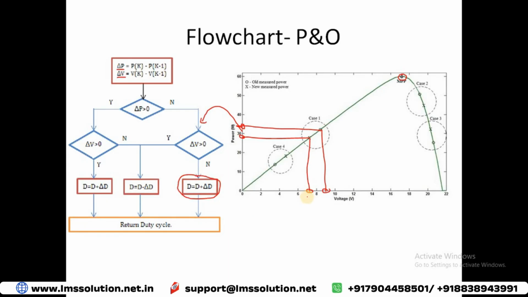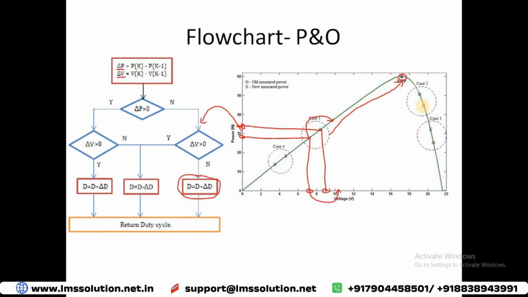If you increase the duty cycle, we can increase the voltage level from this point to this point. If the voltage level shifts from this point to this point because of the increased duty cycle, the power level is going to shift from this point to this point. So that's why we can direct the operating point to the maximum power point condition. Based upon the power difference and the voltage difference, you have to adjust the voltage by means of the duty cycle. Okay, this is the case 1 condition. Next you have to check case 2.